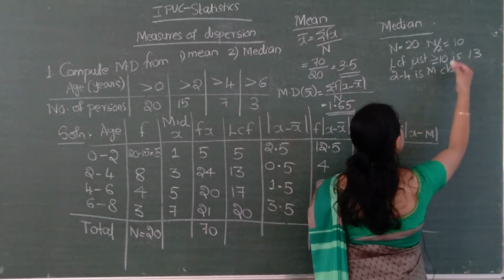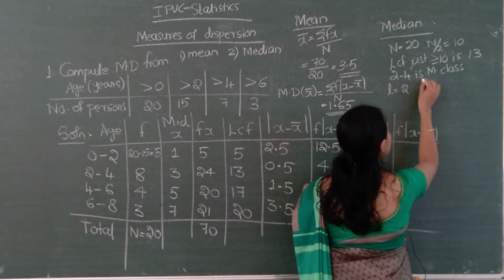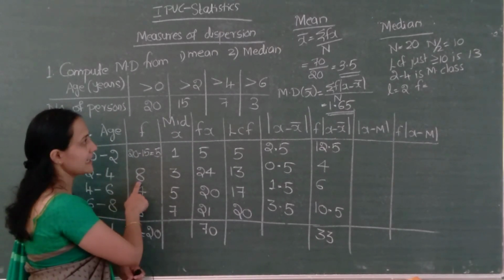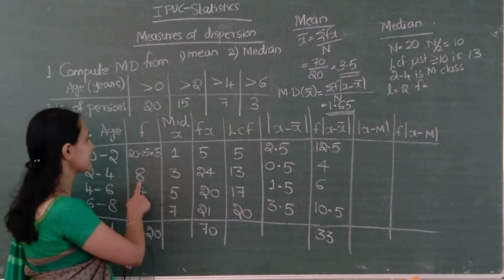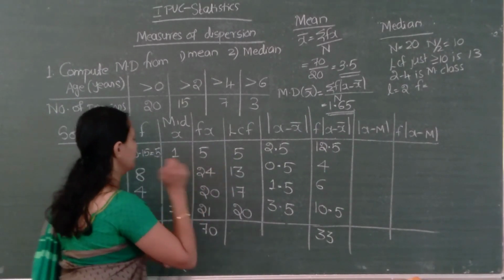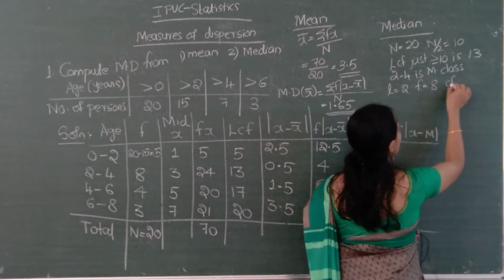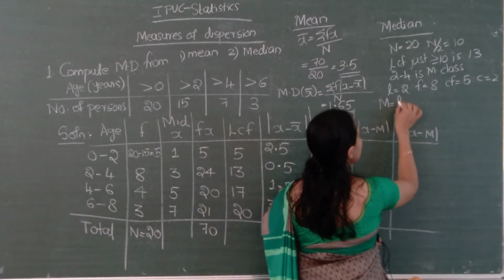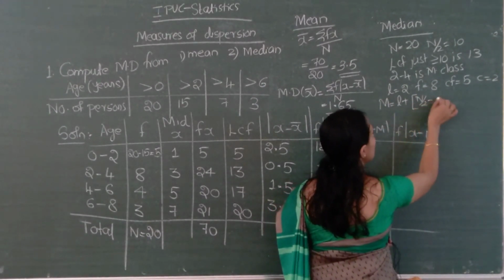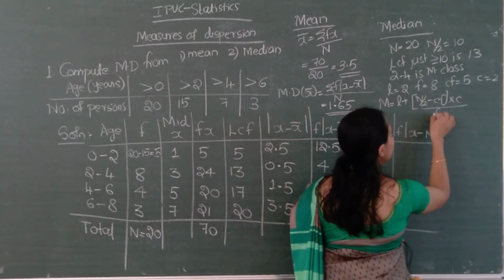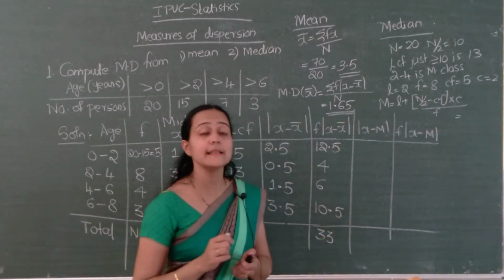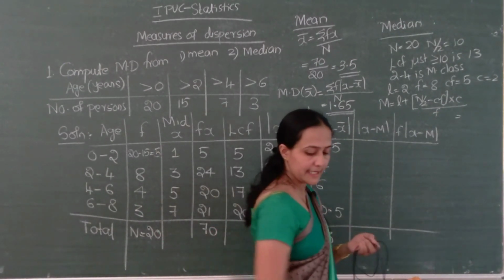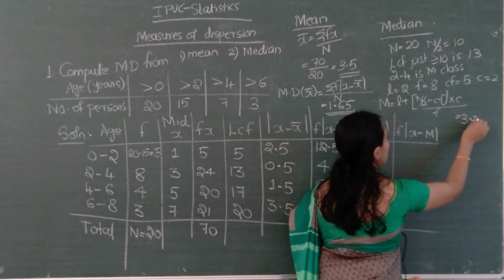Median class. Next, L means lower limit of median class. F means frequency of median class. Frequency of median class is 8. 2 to 4 is median class. 8. CF is 5. C equal to width of median class, that is 2. Median equals, apply the formula L plus N by 2 minus CF into C divided by F. Substitute the values. The answer is 3.25. Median equal to 3.25.